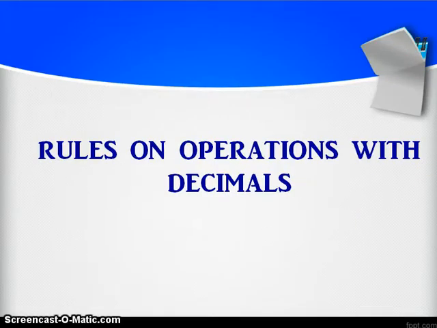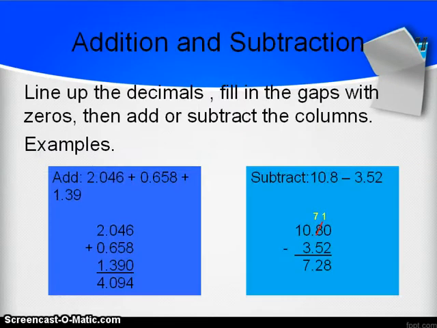Rules on operations with decimals. In adding and subtracting decimals, you have to line up the decimals and fill in the gaps with 0, then add or subtract the columns just like when you are adding whole numbers. So if you are to add 2.046 plus 0.658 plus 1.39, you can notice here that I added 0 here. I just filled this gap with 0. So just proceed with addition.